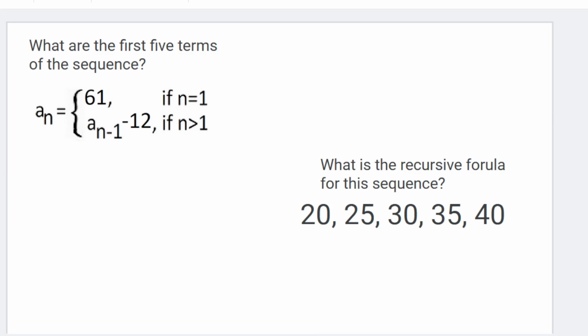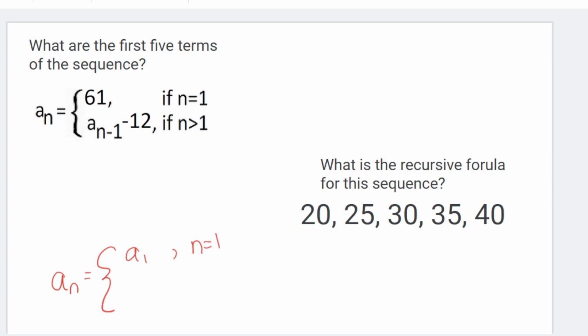Now, the recursive formula for a sequence looks like this. So you have a sub n equals this weird squiggly curly bracket that I never know the name of, whatever. And then what you have here is your a1. Now, that a1 is always a number, and it occurs when n equals 1. So n is the term number. So term 1 is called a1, and the position it's in is 1.